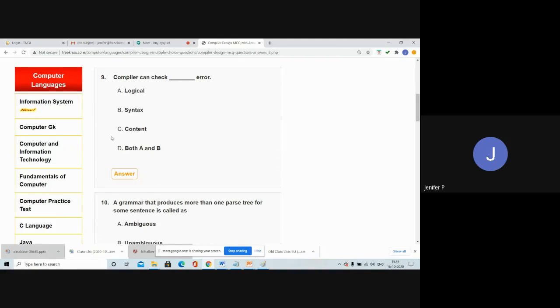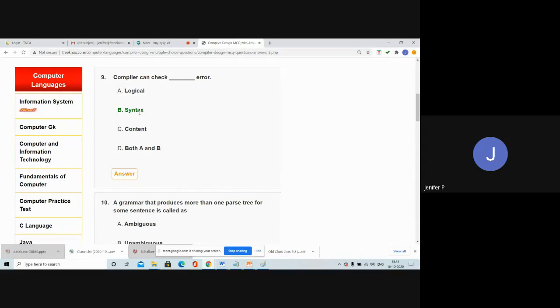Then semantic error is concerned with the type error. Okay, if I have the statement like this, A is equal to B plus C, then it should check whether A, B, and C are compatible operands. Okay, then that will be semantic error. So your answer will be logical errors also can be checked, syntax errors also can be checked.